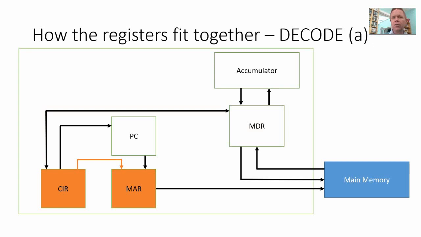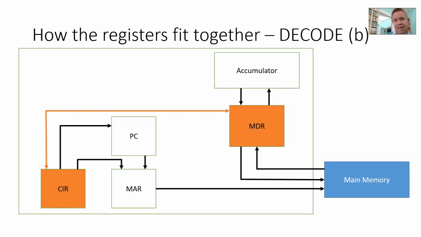So we're now on to the decode phase, and there are 3 different things that could happen here. One is that the instruction in the CIR is actually going to refer to another memory address. That's not uncommon, and if that's the case, then that address is then copied over to the memory address register.